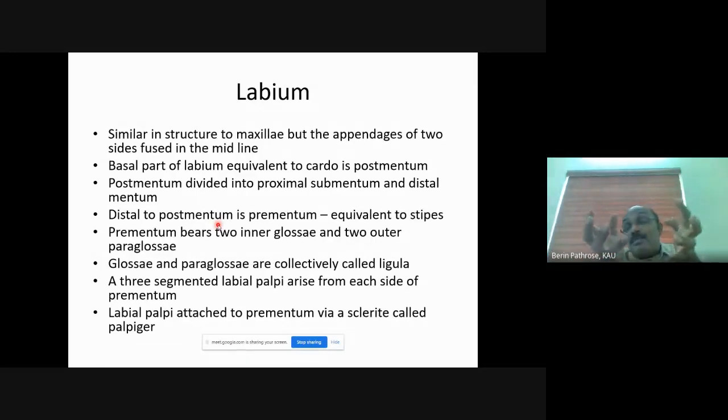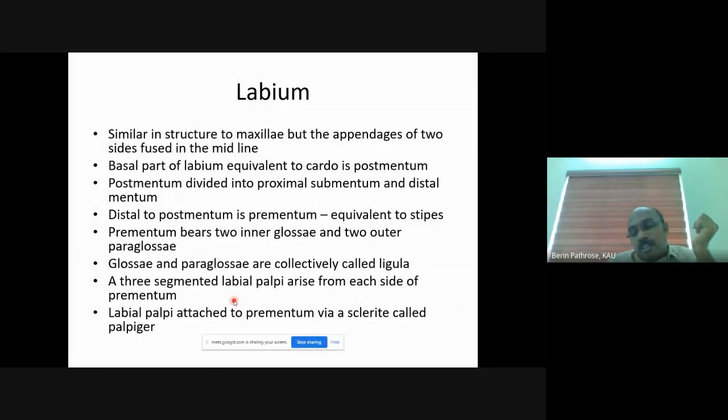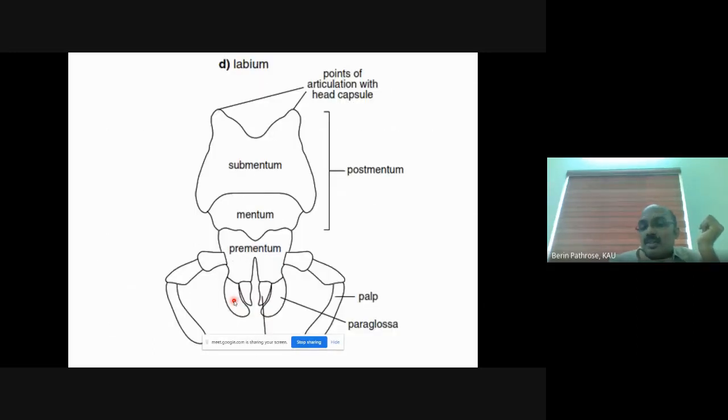And sometimes in some insects, glossae and paraglossae are collectively called as ligula. Sometimes it is fused also. This is one terminology. Glossae and paraglossae are fused together or collectively called as ligula. And from the lateral side, we have a three-segmented labial palpi, and labial palpi is attached to prementum by a sclerite called as palpiger. So this is the structure of labium.